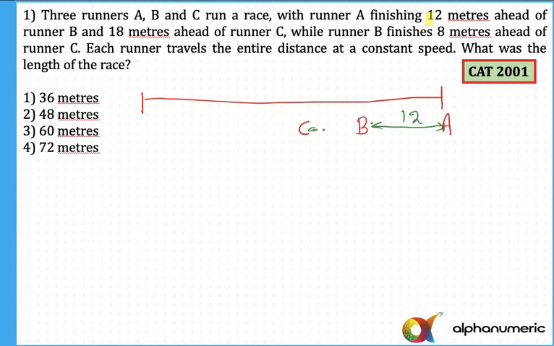And the distance between B and C is nothing but 6. Total 12 plus 6 is 18. In the second case, when B completed the race, B is 8 meters ahead of runner C. So the distance between B and C is of how many meters? 8 meters. Okay. Now in the first case, you can see that the gap between B and C is 6.